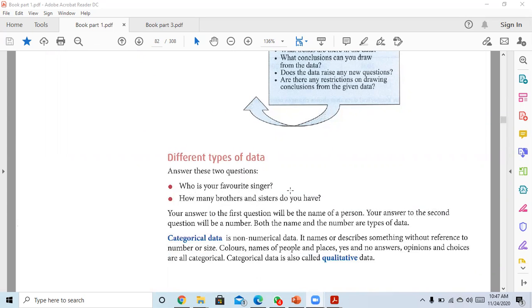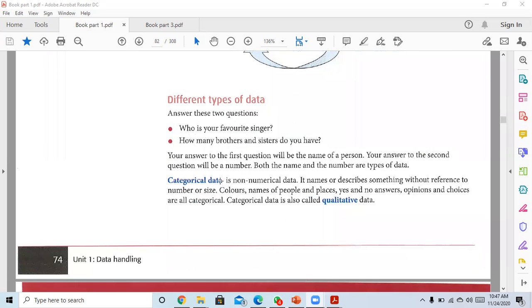What is your favorite singer? How many brothers and sisters do you have? These are different types of data. Categorical data is non-numerical data. It names or describes something without reference to a number or size, like colors, names of people and places, yes and no answers, opinions, and choices. Categorical data is also called qualitative data.